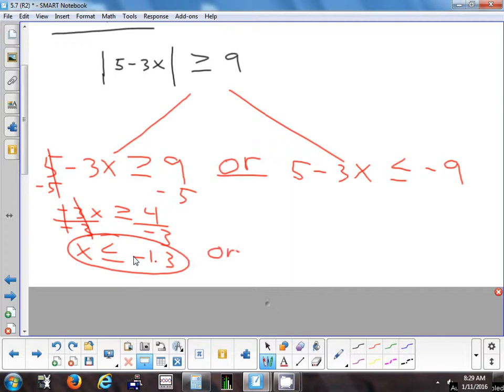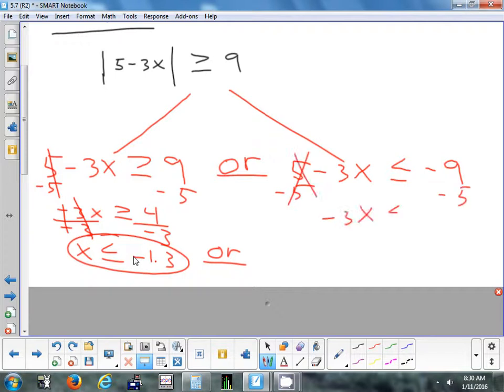Okay, so that's half my graph. Now I'm going to get my other one. Okay, Justin, first step here is to move the 5 to the other side, just like we did over here. How do we move that 5 to the other side? Subtract that. Yep, I'm going to subtract it.